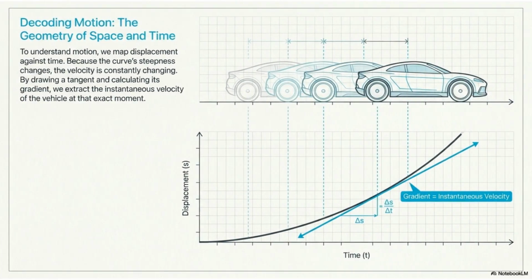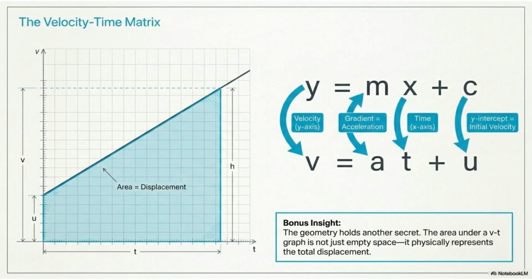When looking at motion graphs, be very careful to take note of the axes of the graph. If the displacement is plotted against time, the instantaneous velocity at any point is simply the gradient of the tangent line drawn to the displacement-time curve. In this graph, velocity is plotted against time. The graph is a straight line. Comparing y equals mx plus c with the axes velocity v and time t, we can see that v equals at plus u. The gradient a is acceleration. The y-intercept u is initial velocity.